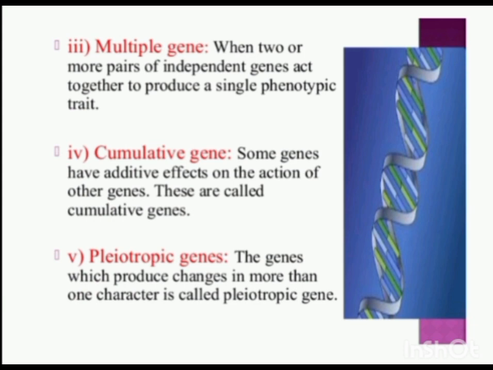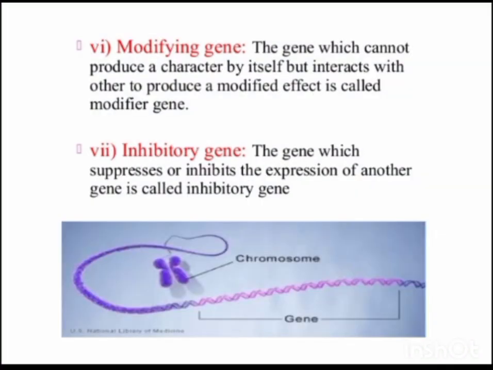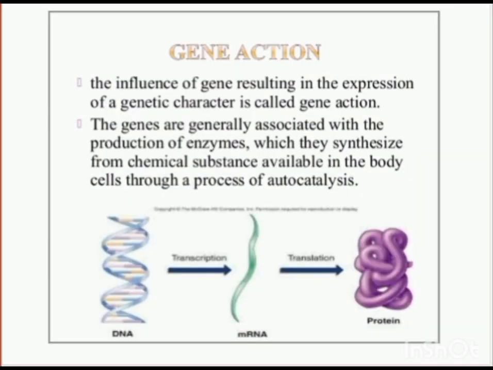Pleiotropic genes. The genes which produce changes in more than one character are called pleiotropic genes. Modifying gene. A gene which cannot produce a character by itself but interacts with others to produce a modified effect is called a modifying gene. Inhibitory gene. The gene which suppresses or inhibits the expression of another gene is called an inhibitory gene. Let's see about gene action.